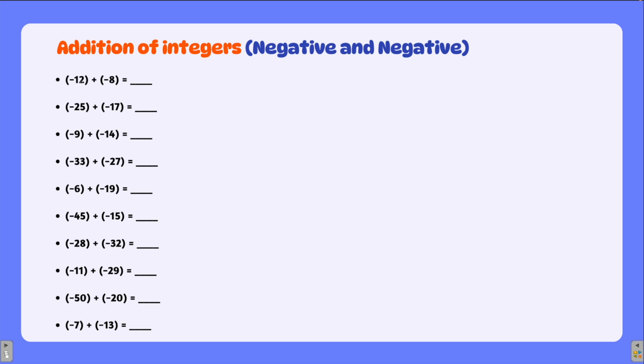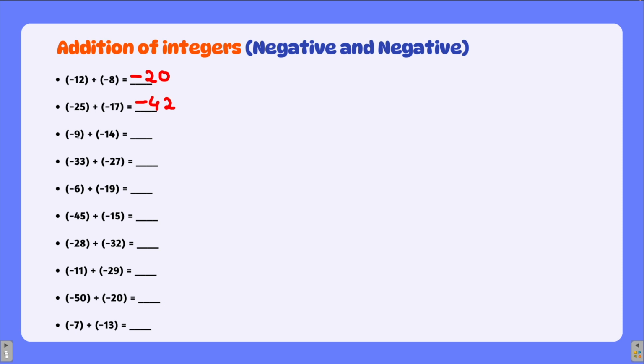So 12 plus 8, that is minus 12 plus minus 8. That means 12 plus 8 is what? 20. So we will put it minus 20. Now minus 25 plus minus 17. So both numbers are negative. We will add them together and put a negative sign. So 7 plus 5 is 12. So 2, 1 carry, and this 2 will become 3 and plus 1 is 4.